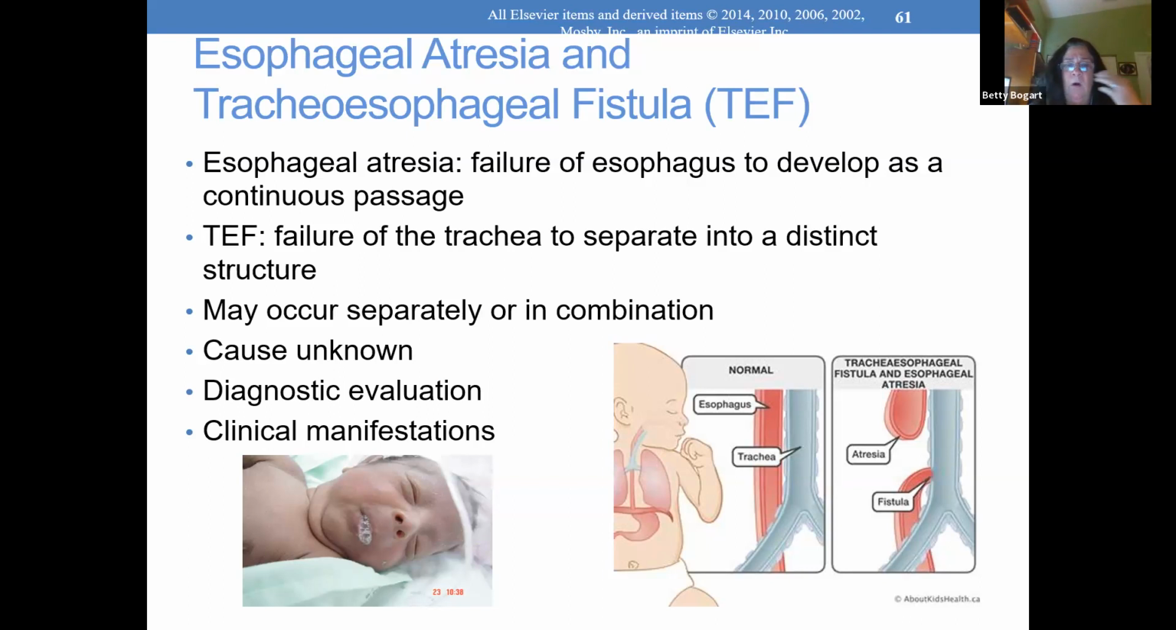Okay. So how do we treat these children? Number one, nothing by mouth, nothing. These children usually come out, you'll see them coughing, spitting, foaming, a lot of mucus in their mouth. That's usually the first clue. And they're a little bit cyanotic because of the aspirating that they're doing. It's usually what you see.